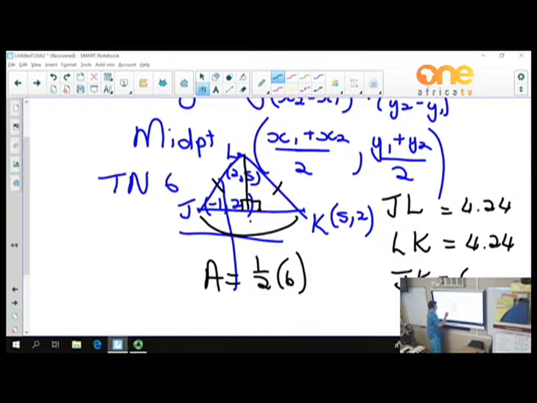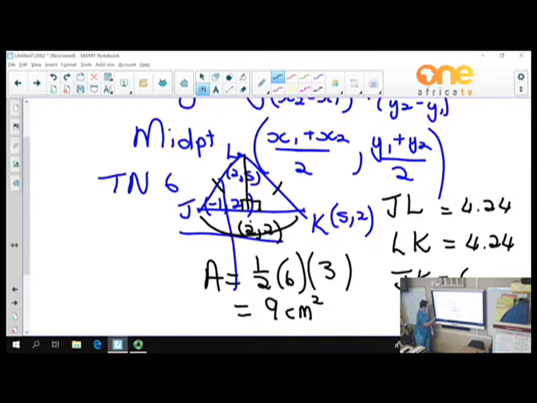So the midpoint coordinate here is 2, 2. And then we can get the length between these 2 here, which is what? So that's the height, and the area is then 9 square centimeters. Or square units if you don't have centimeters like here.